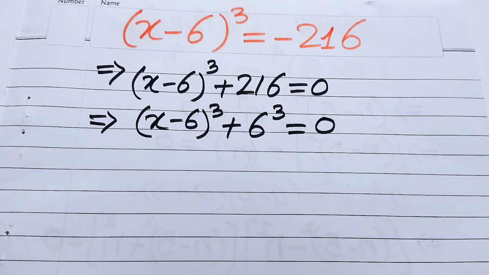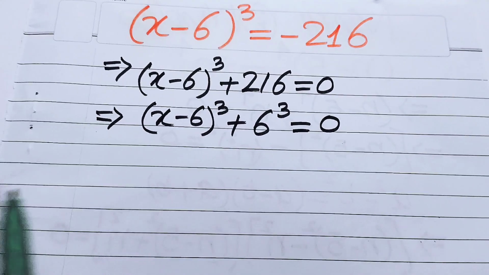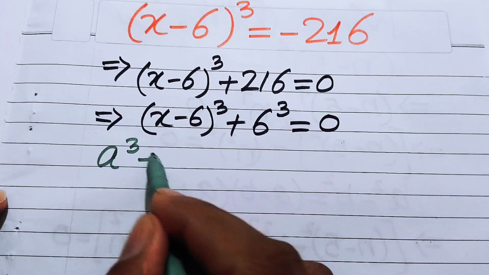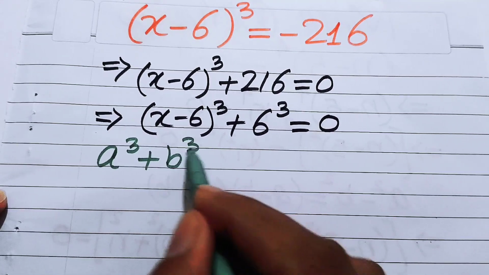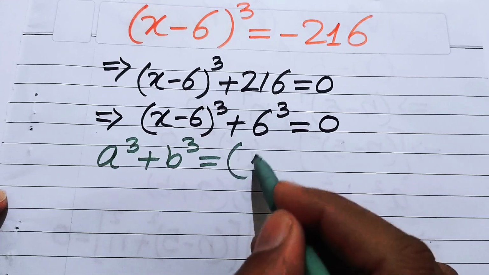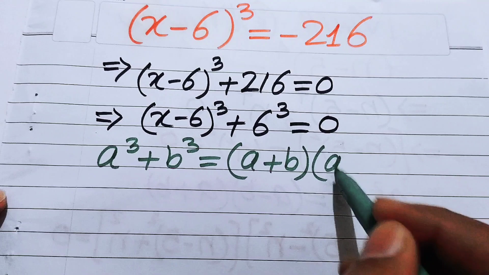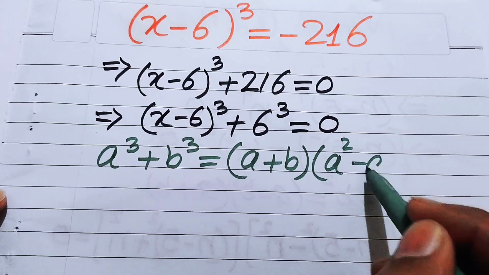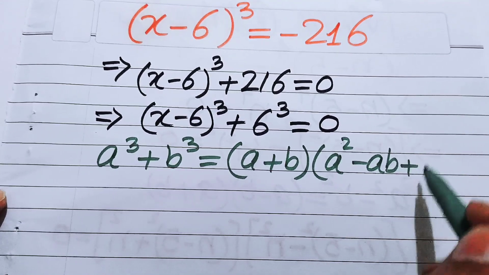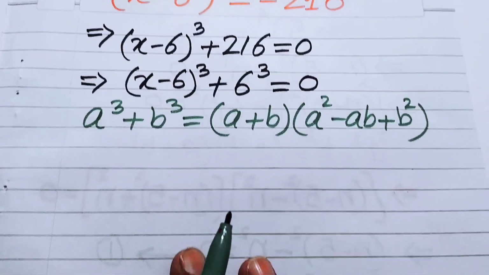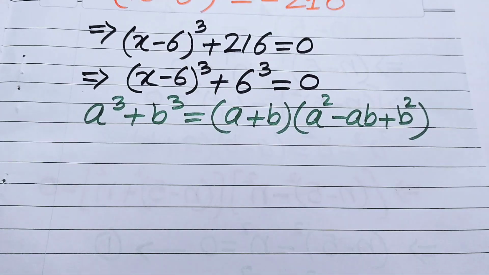And in the next step we use the nice cubic formula, and you know about this formula. If we have a cubed plus b cubed, it equals (a plus b) times (a squared minus ab plus b squared). So this is our nice cubic formula, and now we use this formula on the above term.